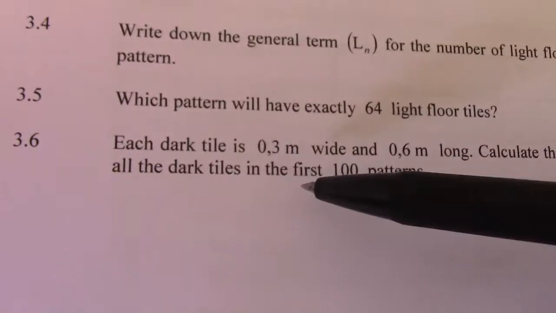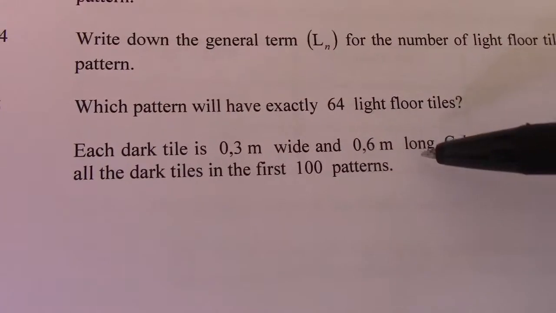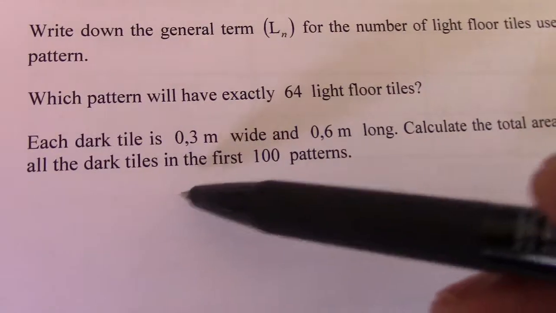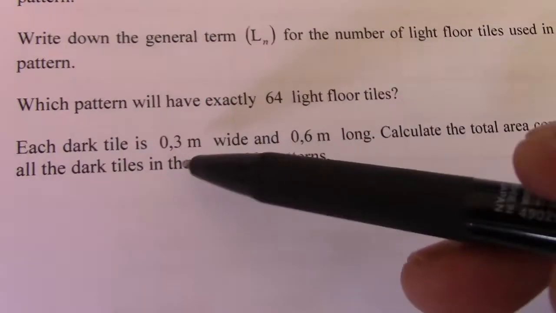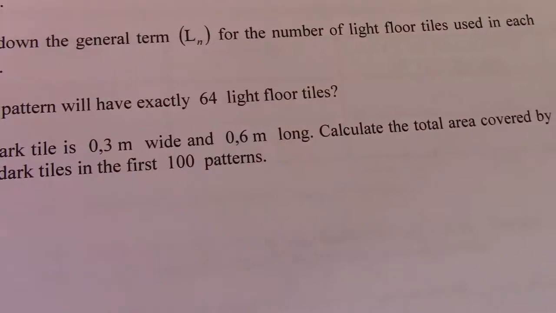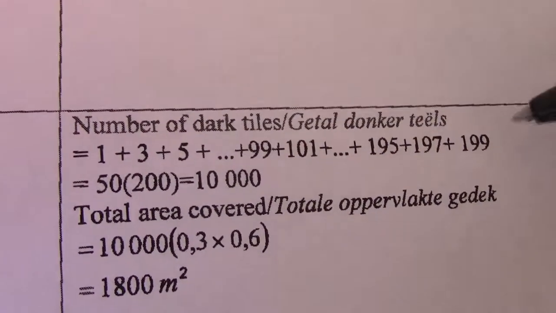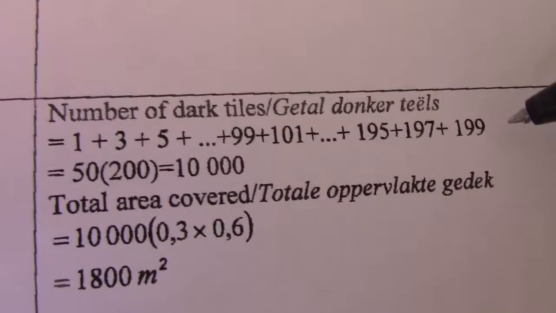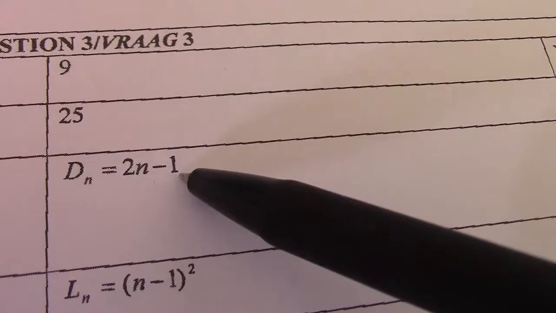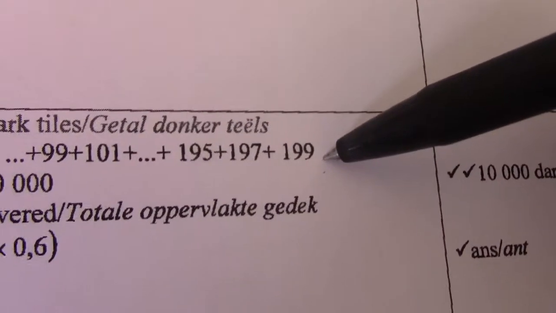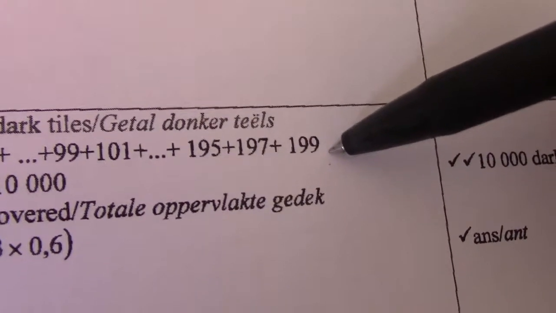3.6. Each dark tile is 0,3 meters wide and 0,6 meter long. Calculate the total area covered by all the dark tiles in the first 100 meters. So area is 0,3 times 0,6. Right? So there, number of dark tiles, 1 plus 3 plus 5 plus, going all the way up. If we look at 100 tiles and I substitute it in there, 2 times 100 gives me 200, minus 1 would give me 199. So my 200 pattern would have 199 dark tiles.